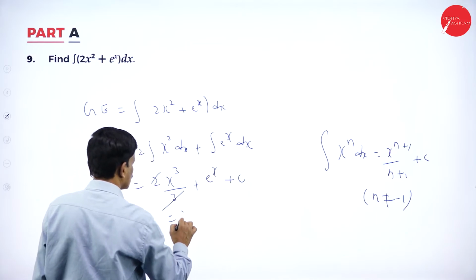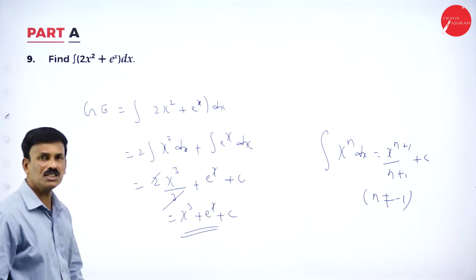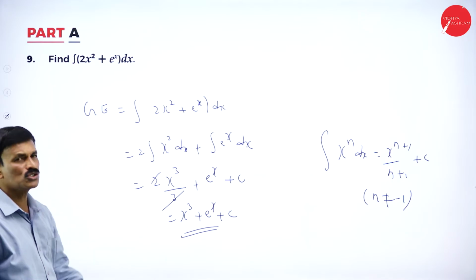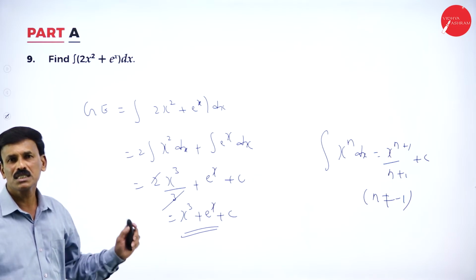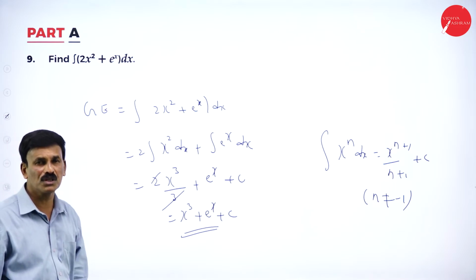3 and 3 get cancelled. This is equal to x cube plus e to the power of x plus c. So integration of 2x square plus e power x dx is x cube plus e to the power of x plus c. That's it. Okay, very simple. You may expect this type of question for 1 mark, definitely.